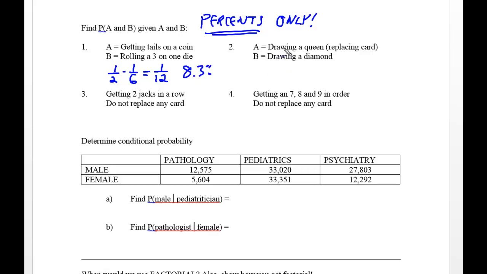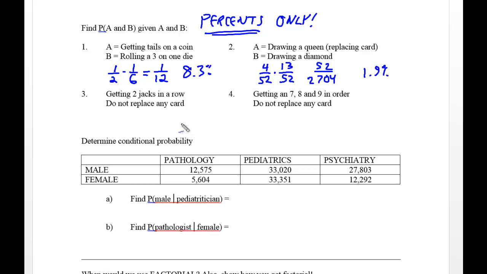The next piece is drawing a queen. So the odds of drawing a queen are 4 out of 52. And then we're going to replace that card back into the deck and draw a diamond. Now, since we're replacing the card, we're still talking about 52 cards, and then drawing the diamond is going to be 13. If we multiply top times top and bottom times bottom, we get an answer of 52 divided by 2,704. Now, we need to divide because this is a percents only problem, and we're given 1.9% rounded correctly.